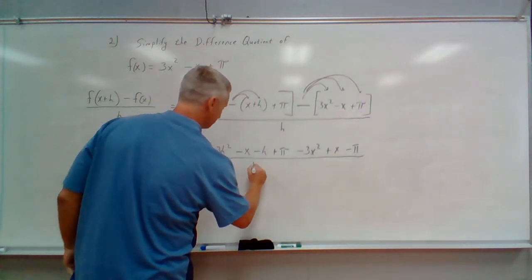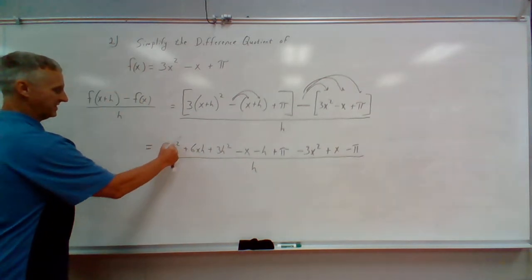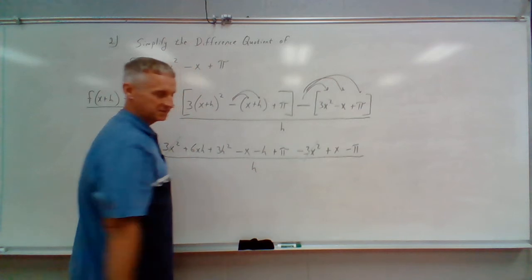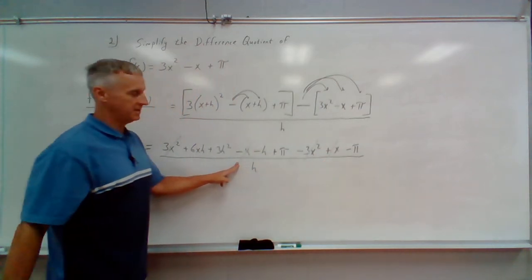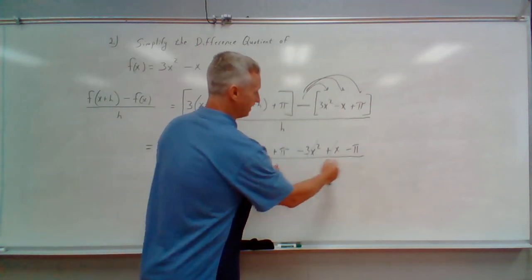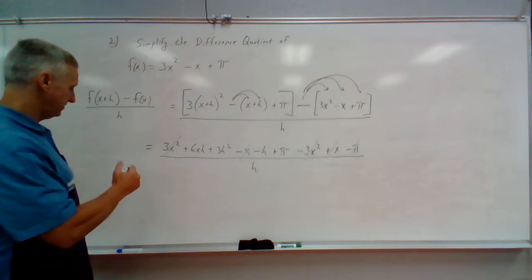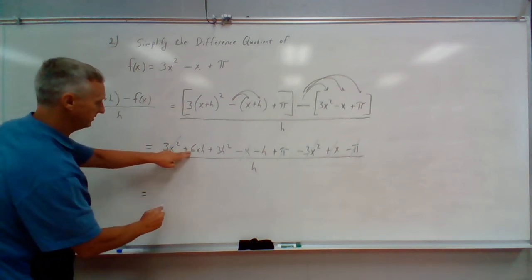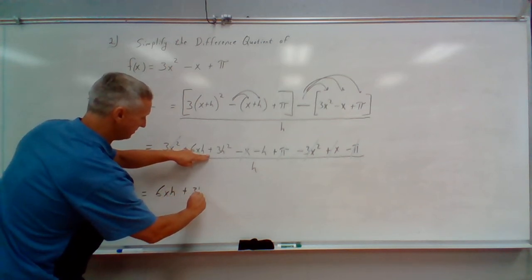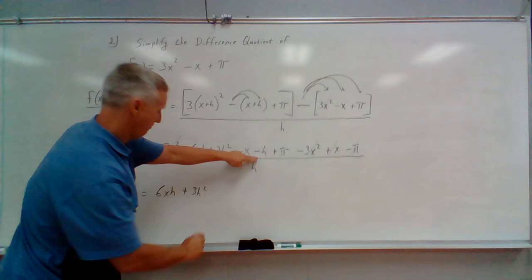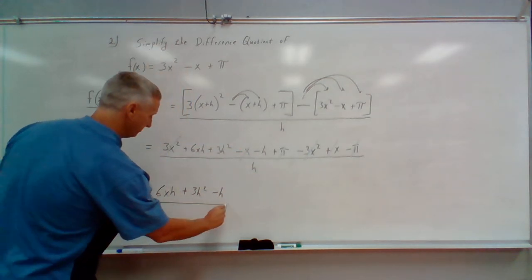all over h. And now the miracles will happen. 3x squared minus 3x squared cancel. I've got minus x plus x, those cancel. I got pi minus pi, those cancel. Right. That will leave me with 6xh plus 3h squared minus h all over h.